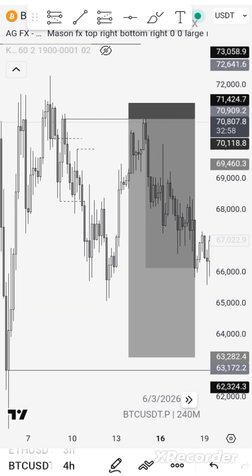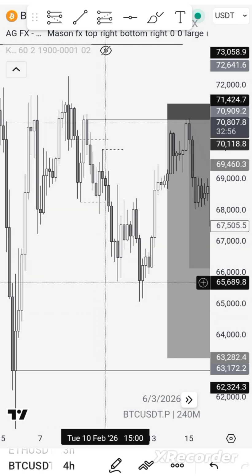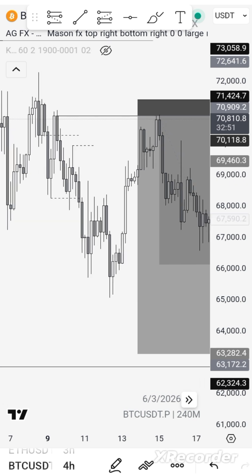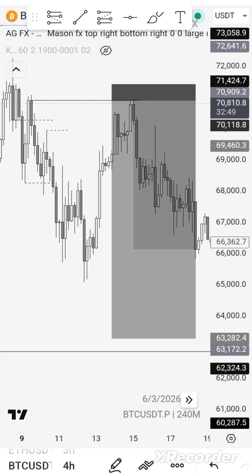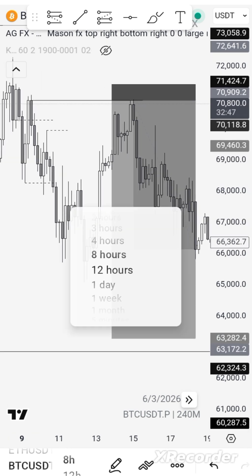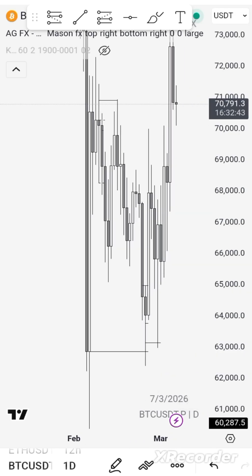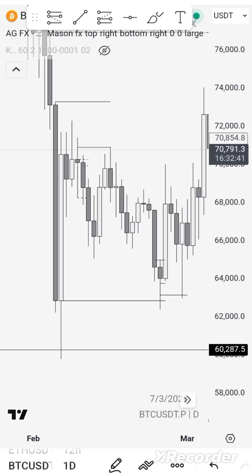So daily rejection, H4 breakout, then your first pullback, which is your liquidity, you marked it, and then your apex entry. Very, very simple. It's as simple as that. I've used three different scenarios or even four scenarios to explain this rejection and breakout.